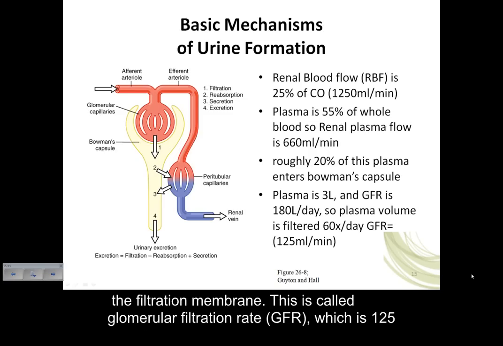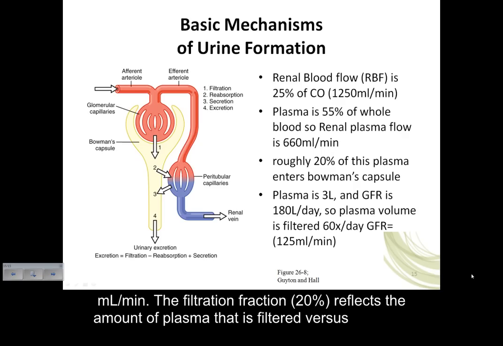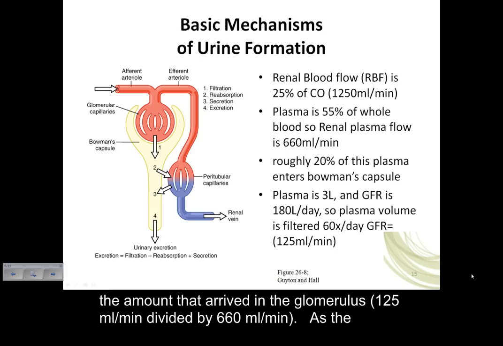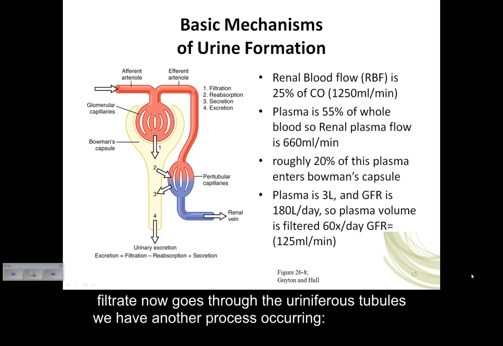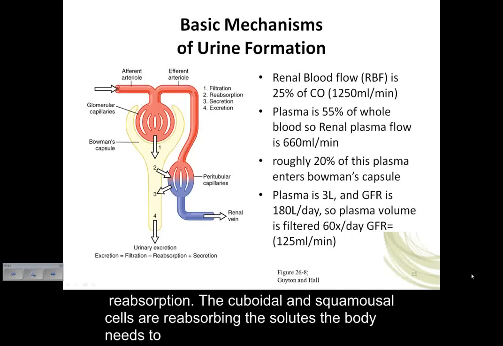Of this 660 milliliters that arrives at the glomeruli, of all the renal corpuscles, about 20% of that actually gets through the filtration membrane. This is called glomerular filtration rate, which is 125 milliliters per minute. The filtration fraction, 20%, reflects the amount of plasma that is filtered versus the amount that arrived in the glomerulus. 125 divided by 660 is 20%.